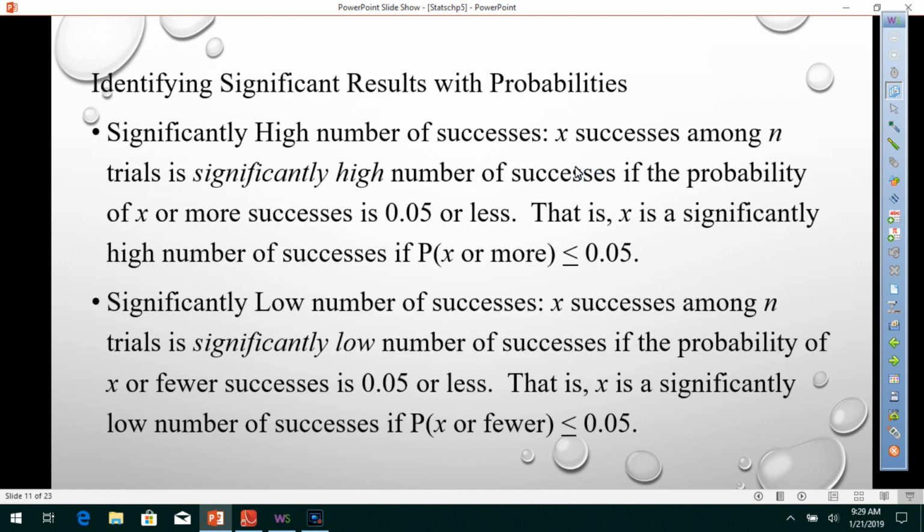Identifying significant results with probabilities. Significantly high number of successes. X successes among n trials is a significantly high number of successes if the probability of X or more successes is 0.05 or less. That is, X is a significantly high number of successes if the probability of X or more is less than or equal to 0.05.